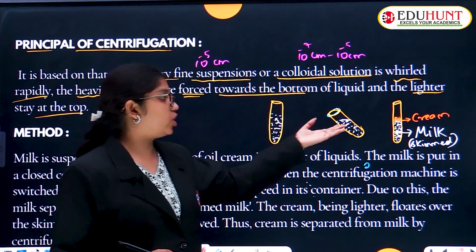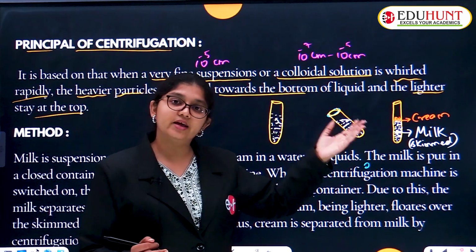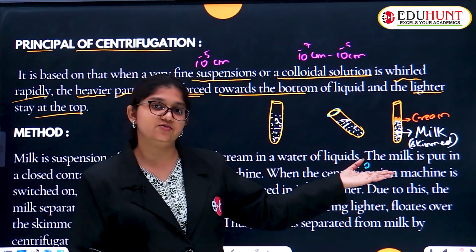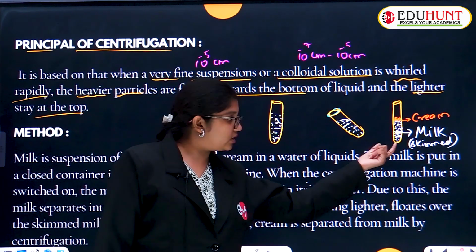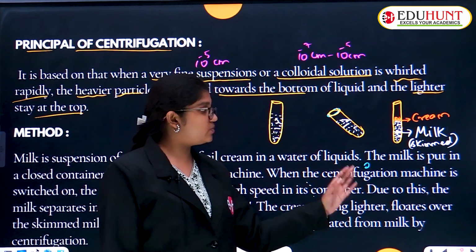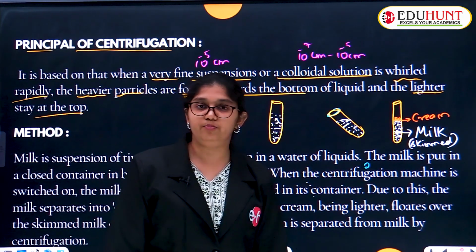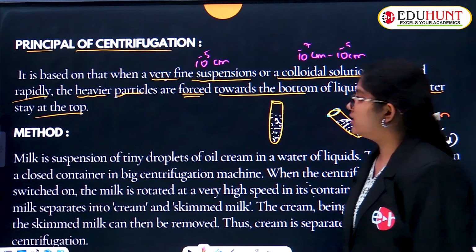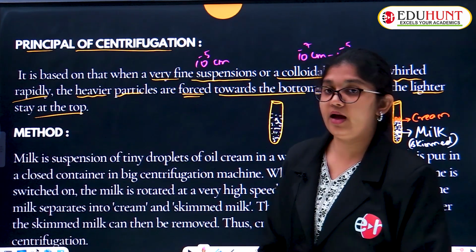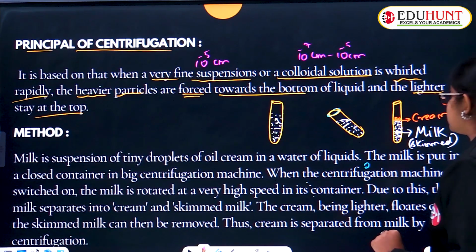It will be at the top of the test tube, and the heavier particles, the water which has more density, will come down and settle at the bottom of the test tube. So we can separate such components with the help of a technique called centrifugation. What is the method behind it? We will see. Before that, I'll show you a picture regarding this.